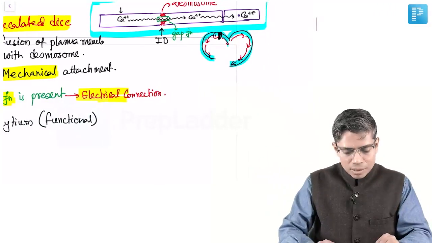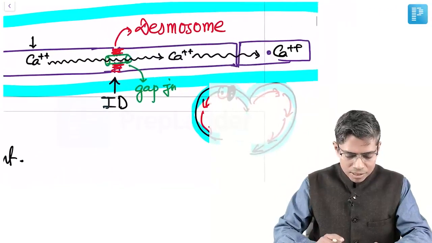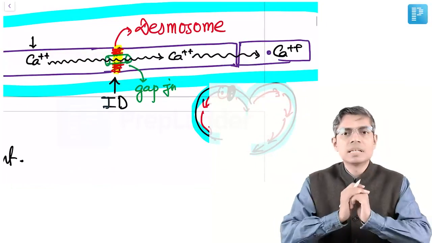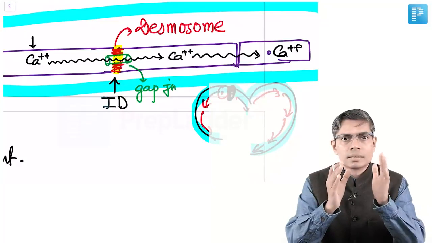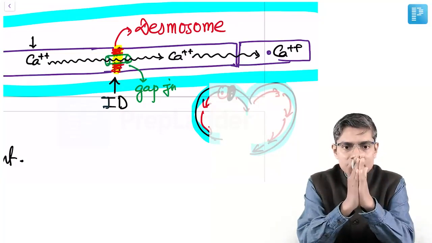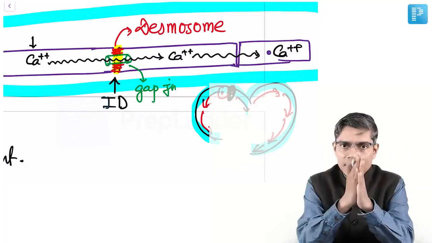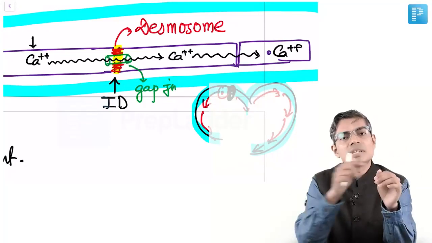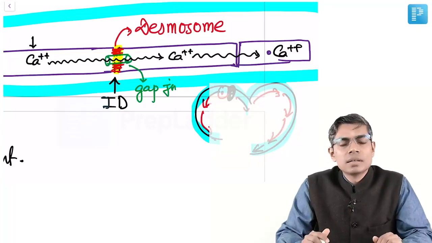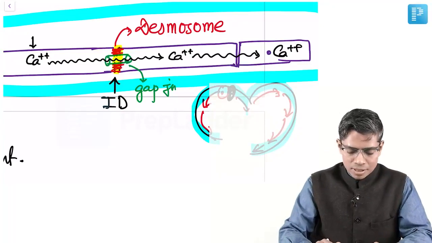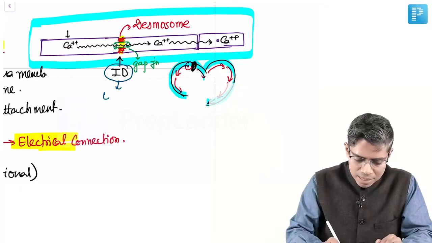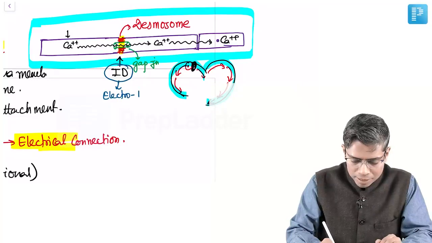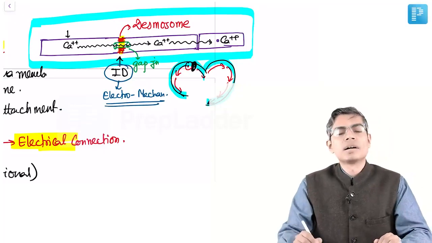And where are the gap junctions located? I told you that the gap junctions are located in the same area where the intercalated disc is. So now I can understand that at the level of intercalated disc, the myocardium cells are mechanically attached with one another, as well as electrically connected with one another due to presence of gap junction. That's why it is written in books that intercalated disc is the electromechanical attachment point between two myocardium cells.